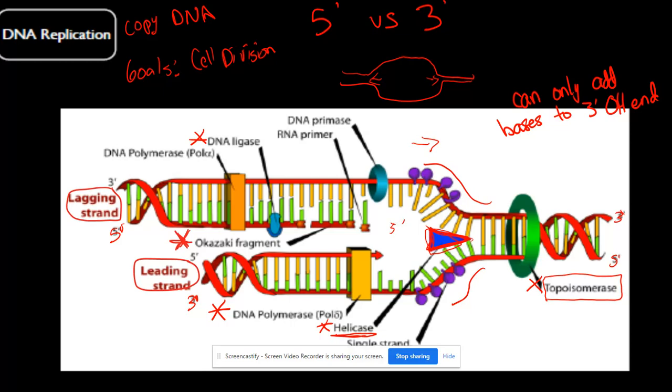So what's the problem? It can't build as efficiently, because what do we know? Nitrogen bases can only be attached to what end? The 3' end. So in this case, the nitrogen bases really want to be going this way, but the replication fork is going which way? It's going that way. So now here's what we get: a process involving what are called Okazaki fragments, which come into play.